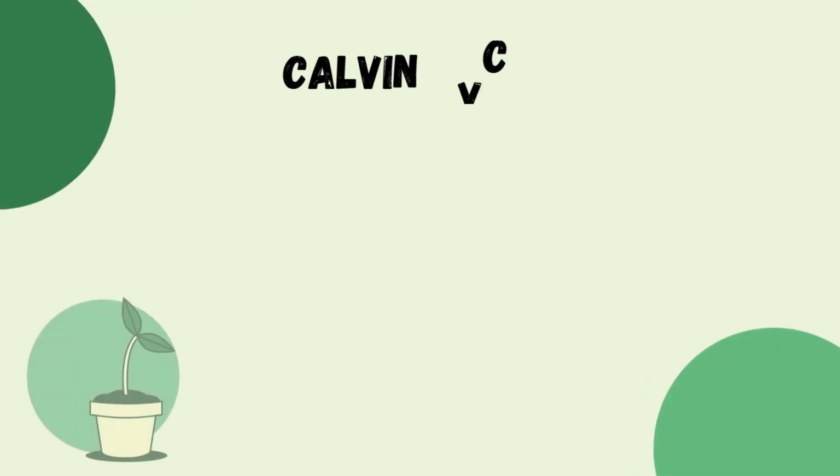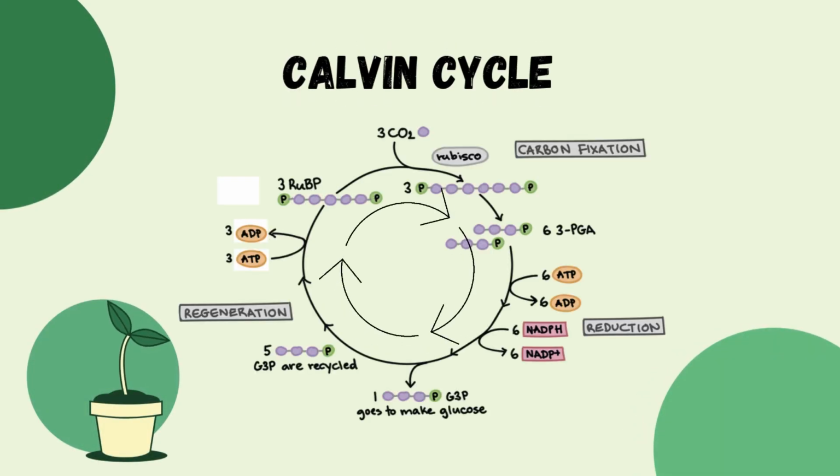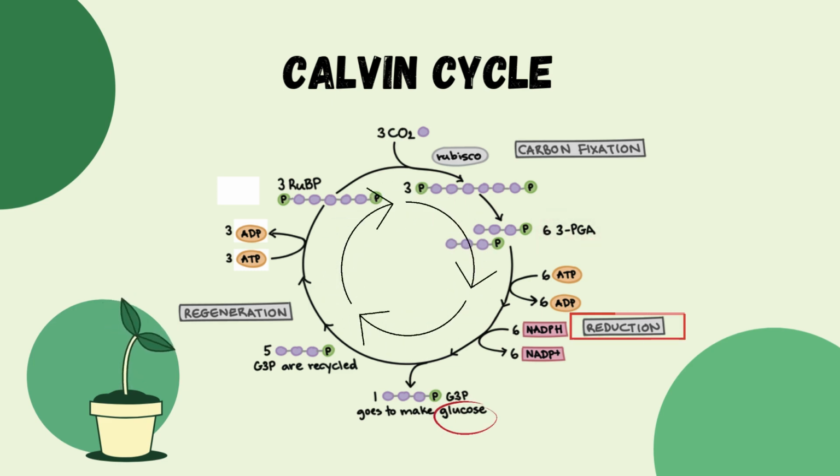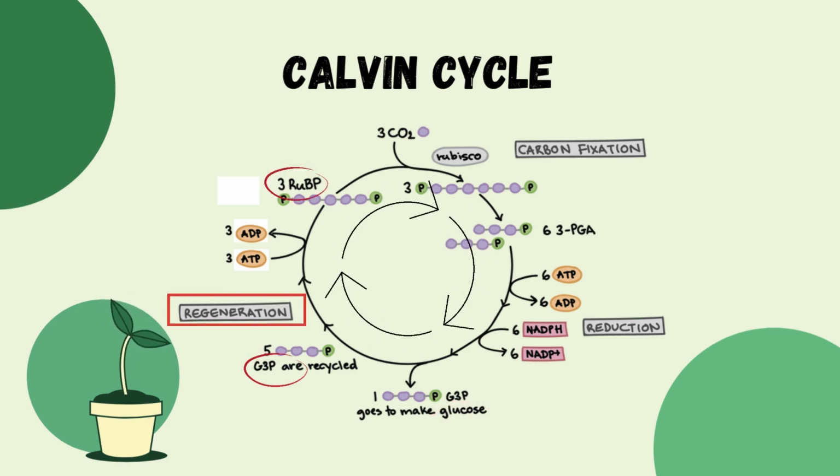As a summary, in carbon fixation, RuBP reacts with carbon dioxide to form two molecules of 3-PGA. In reduction, 3-PGA is converted into G3P using ATP and NADPH. Finally, part of glyceraldehyde 3-phosphate is recycled to regenerate RuBP, completing the cycle.